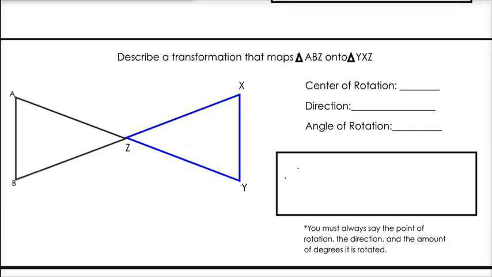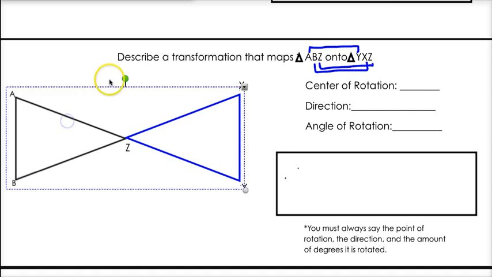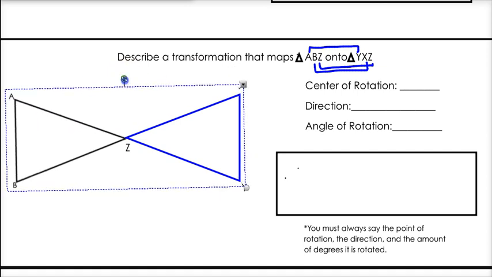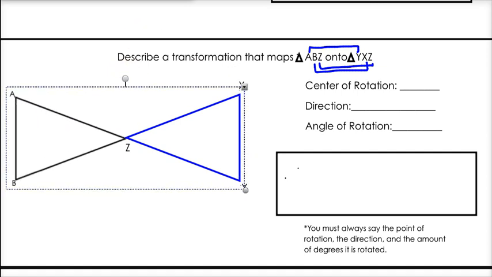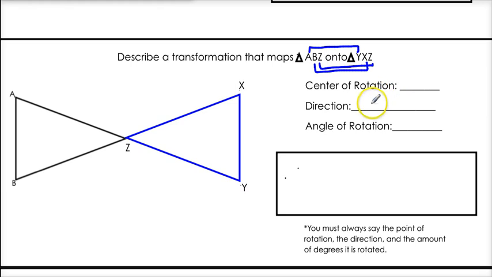Let's try this again, okay? So we're going to describe a transformation that maps triangle ABZ onto triangle YXZ. All right, so I'm trying to map point A onto Y, B onto X, and Z onto Z. So how am I going to do this? Well, I think I could use a rotation here. But there's three things I need to know, right? I need to know the center of rotation, the direction I'm going in, and the angle of rotation.